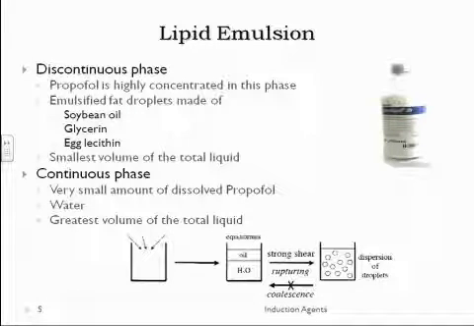The continuous phase, of course, is the actual water content. It has very, very small amounts of dissolved propofol because propofol is mostly oil, so it doesn't like getting in there. But it is the greatest amount of volume in the total liquid. So what you see mixed is they mix this oil and water, and then they cause an emulsion effect to take place, and these vacuoles form, and they stay suspended inside the solution.